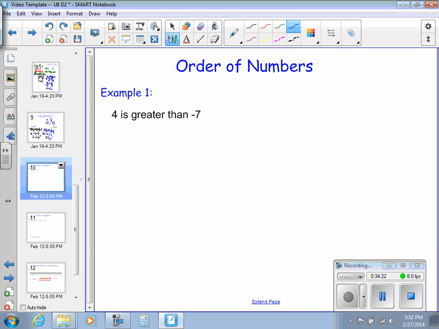Moving on now to another subject. Order of numbers. We're talking really about using inequalities. So this example that they gave us, 4 is greater than -7. We've got 4 is greater than -7. How do you remember this? Well, when I was in school, they said the alligator eats the bigger one. Some of my students have told me that they were taught the Pac-Man eats the bigger one. Well, Pac-Man was a little after my time, so I didn't learn it that way.